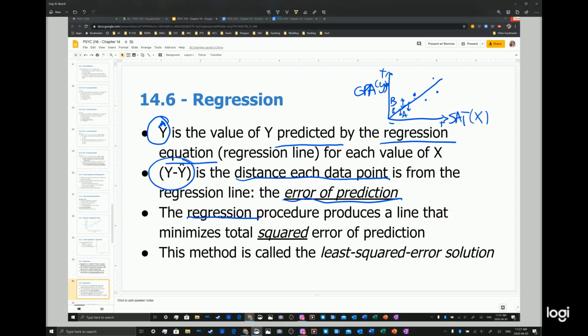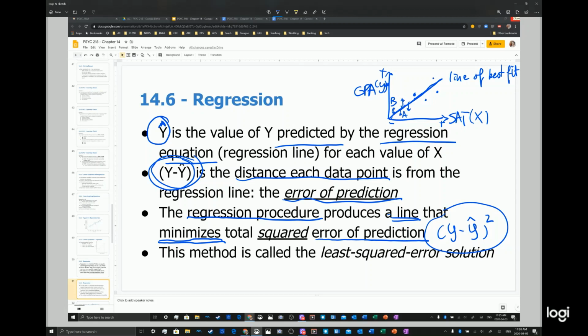So the regression procedure, based on the equation of a line that includes the slope formula, would have a line, and that is the regression line, that makes the squared error of prediction, and again that's this, y minus y hat squared, and we want to make this value small, minimizing this value, which makes the regression line a line of best fit for all the data points.